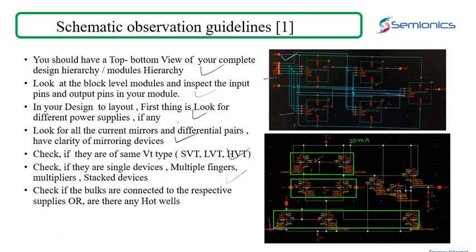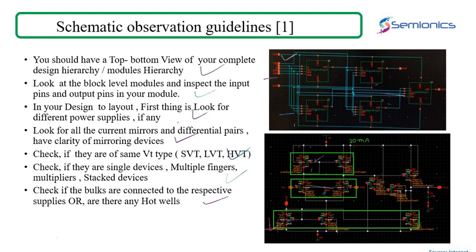Another thing, the next point over here, is to observe your schematic and see what type of power supply the bulks are connected to. If it's a PMOS, then obviously it will be connected to the positive supply, that's the VDD, for example. If it's an NMOS, it is connected to ground. Same thing over here, it is connected to ground because this is a differential pair made using NMOSes.